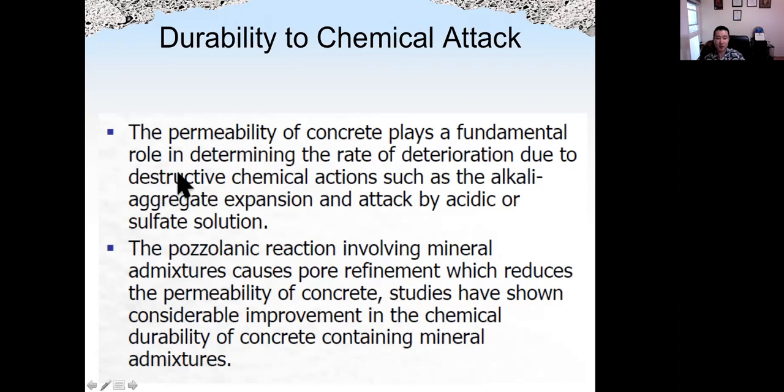That is because pozzolanic reaction will reduce the pore size. We call that pore refinement. Refinement can also reduce the porosity, or the percentage of pore volume in concrete. So that will improve the chemical durability of concrete containing mineral admixtures.